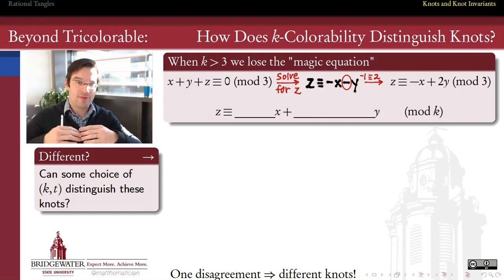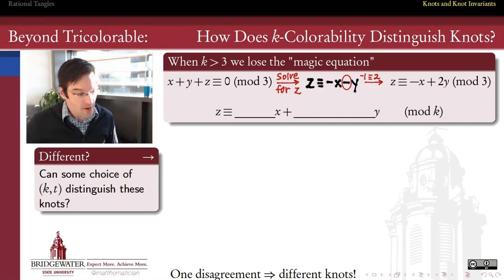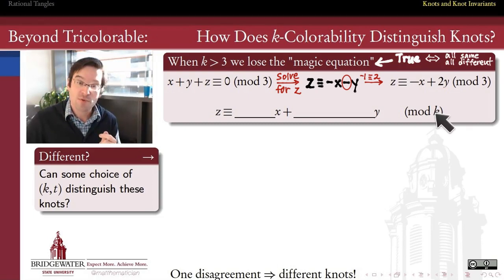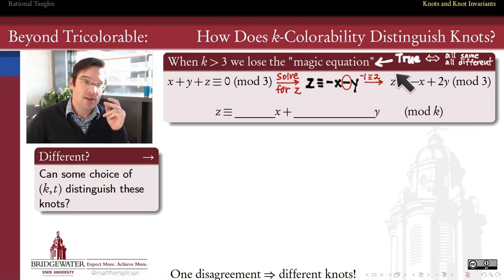So how we can take this from tricoloration to k-coloration, for k greater than 3, is we're going to change the coefficients in this equation. And we're also going to change the modulus with respect to which we do the arithmetic. Right, so before we had mod 3 arithmetic because we had 3 colors to work with. Now we want mod k arithmetic because we're going to have k colors in our crayon box. But we still want this equation to have the property where this equation is true every time all of the colors at a crossing are the same, and false anytime all of the colors at that crossing are not either all the same or all different.